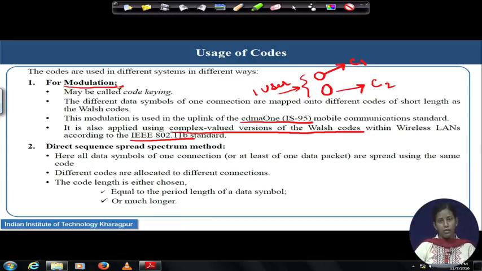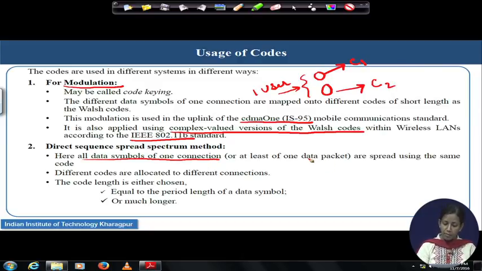Code can also be utilized for spreading, for giving resilience against jammers and interferers, which we have been discussing since the beginning of this course. When code is used for spreading the spectrum, all the data symbols of one connection, or at least one data packet, will be spread using the same code.